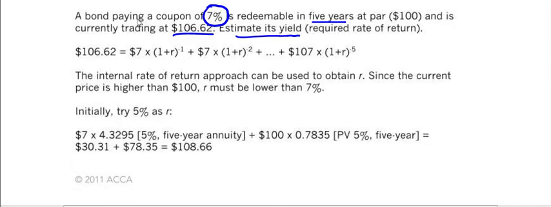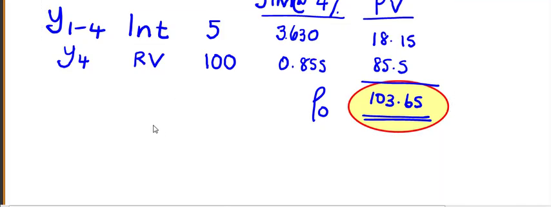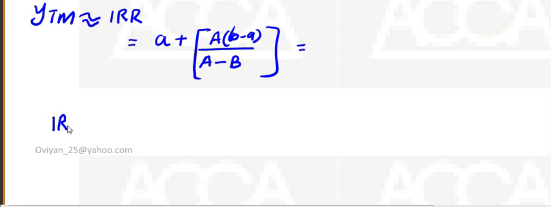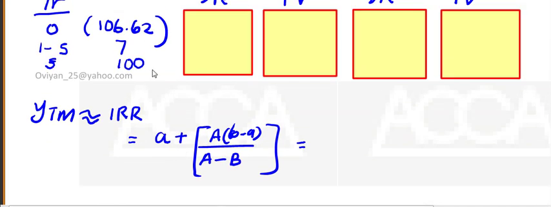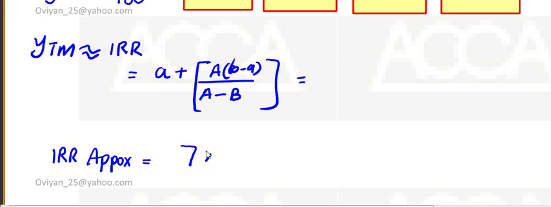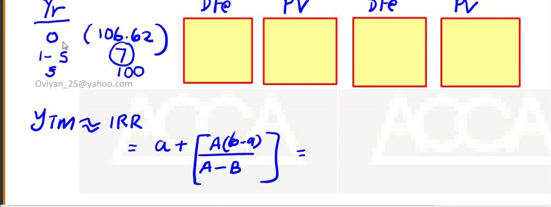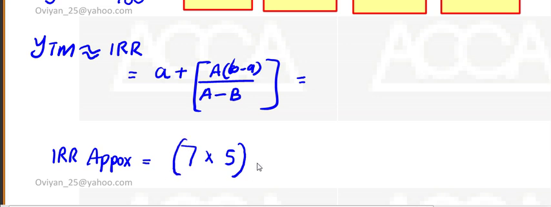So how do you do that? What I usually do is an approximation IRR. So the IRR approximation is equal to, now the cash flows are already there. So what are you doing? You take 7 multiplied by 5, plus 100. This is the cash flows that I'm going to get. So I actually got 135.